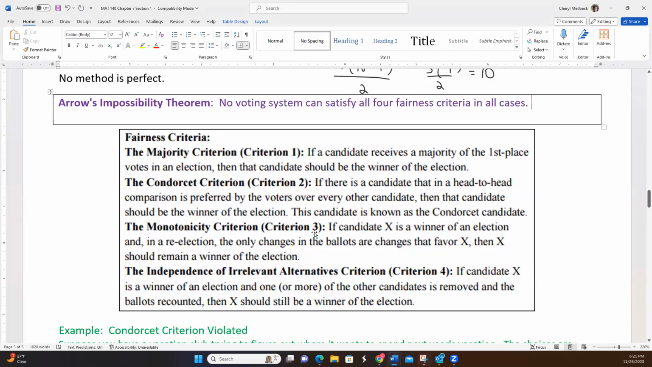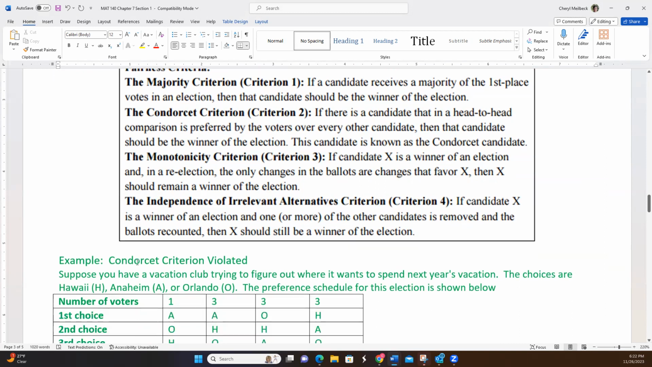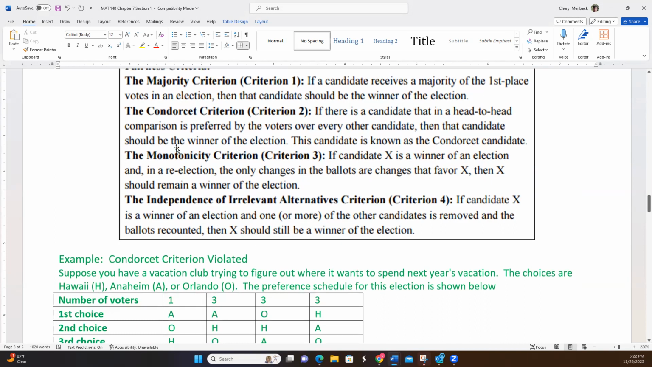The monotonicity criterion says if candidate X is the winner of an election, and in a re-election the only changes to the ballots are changes that favor X, then X should remain the winner of the election. And the independence of irrelevant alternatives criterion says that if a candidate X is the winner of an election and one or more of the other candidates is removed from the ballots and the ballots are recounted, then X should still be the winner.